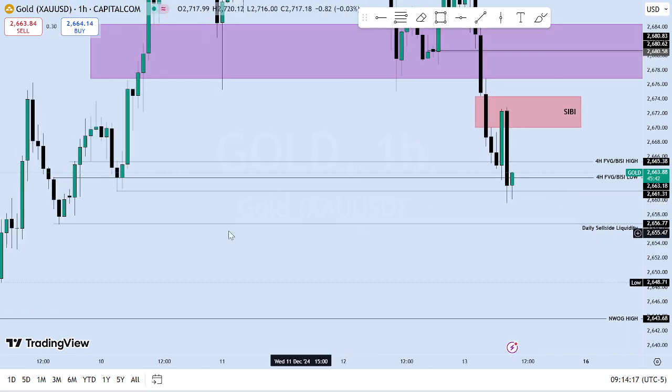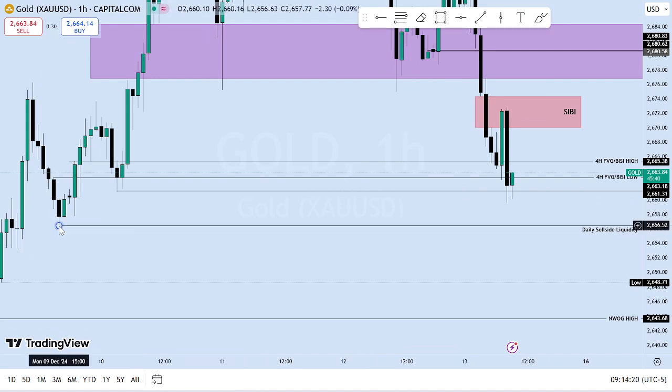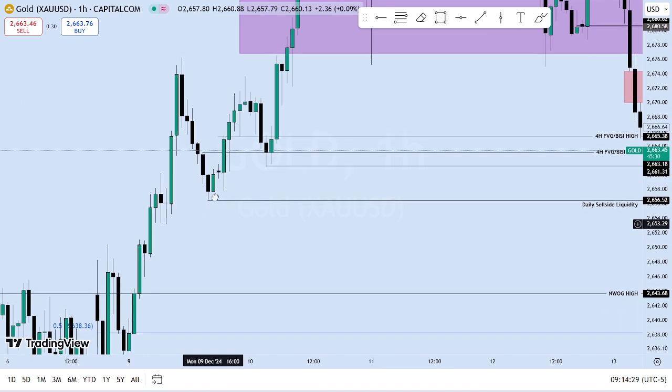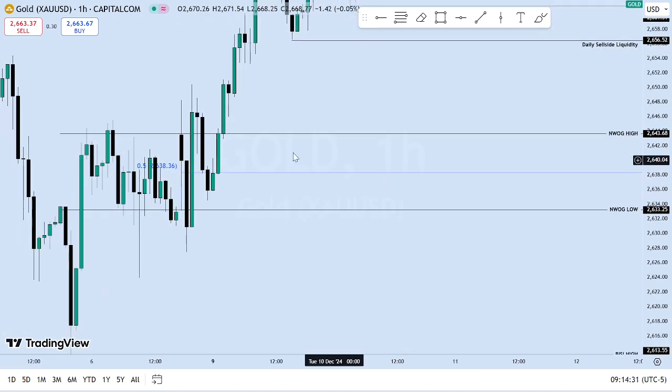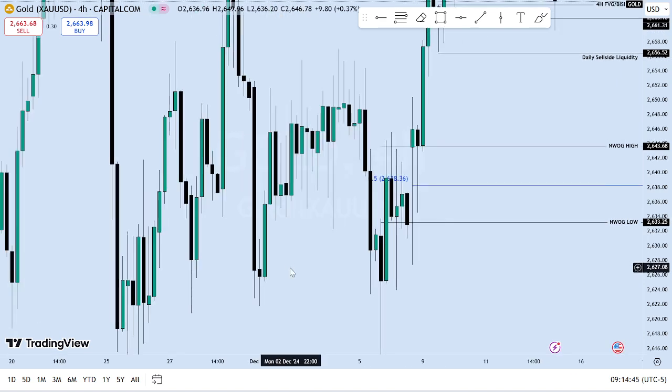because you have a target here at the daily sell side liquidity. That's where price is coming to take the sell side here. We have the old new week opening gap. This old new week opening gap, you can see it in the 4 hour. You see the gap, that's the old new week opening gap.